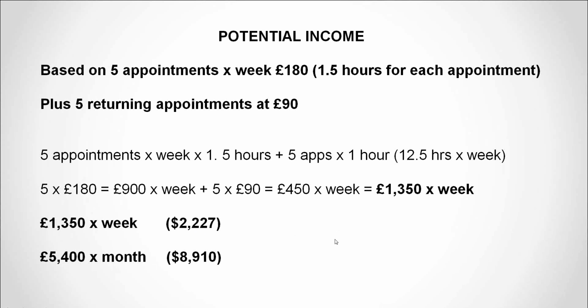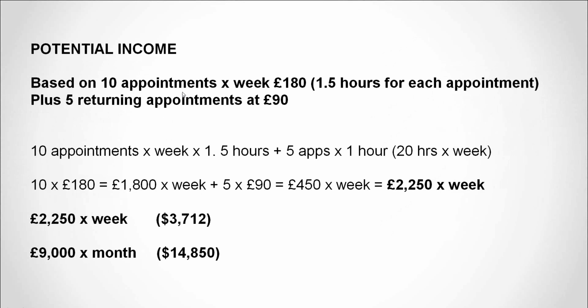So that is the huge potential. Now if we take it to the full potential, which is 10 appointments a week based on the full London price at 180, plus 5 returning appointments at 90. I won't go through all of this again, but you can have a look at this at your leisure through the recording. This is $2,250 a week, which is $3,712, or $9,000 a month, which is $14,850. That seems an awful lot of money, but that is quite achievable. We're talking 20 hours a week here at 180.